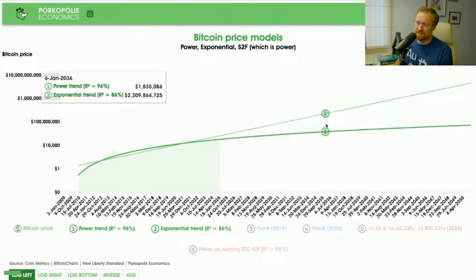But we do get crazy on exponential. We get to $1 billion per coin if we are on the exponential trend line by 2034. So I think the nail in the coffin, we'll probably have to wait until 2034. Again, I would not be disappointed if we were on exponential. I've said that 1,000 times. But if you want to be realistic, you want to look at what actually happens with the data.